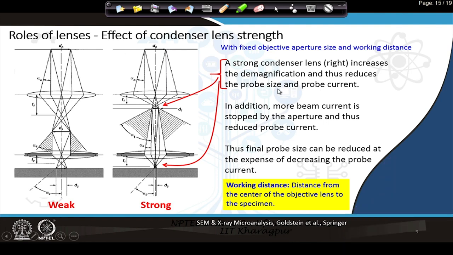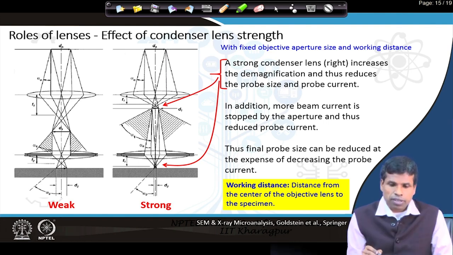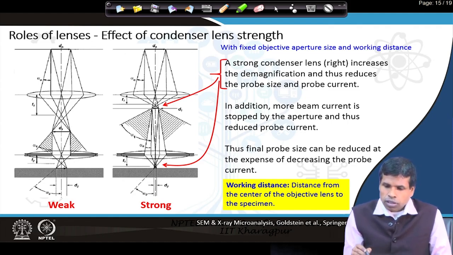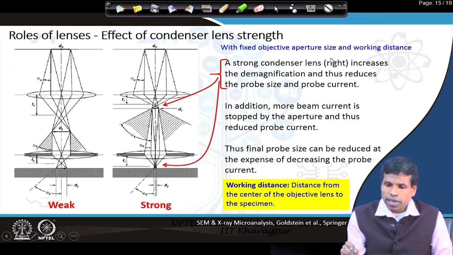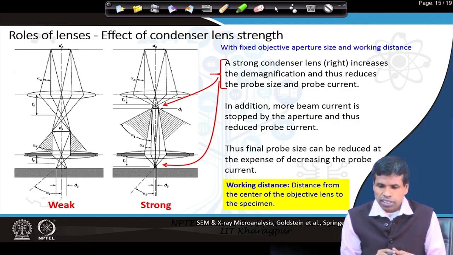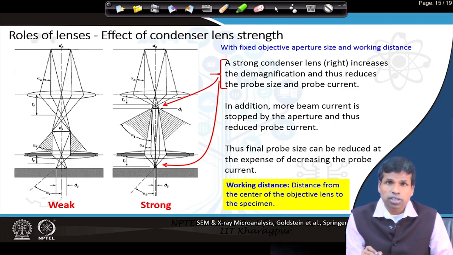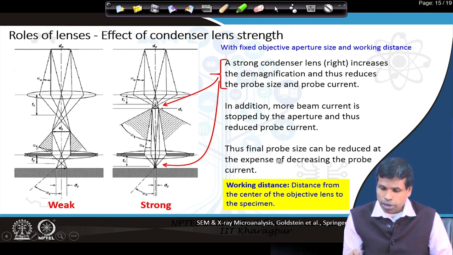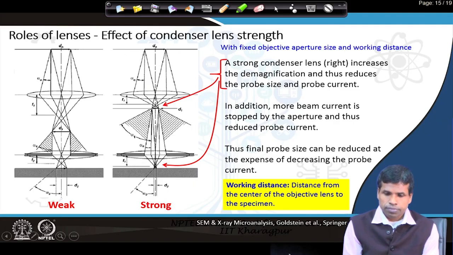Then we talk about the role of lens, the effect of condenser lens strength. With fixed objective aperture size and working distance, a stronger condenser lens increases the demagnification. So, if we use a strong condenser lens, then we will make a finer probe. As the probe becomes finer, you have a smaller current. Therefore, a strong condenser lens increases the demagnification and reduces the probe size and probe current. In addition, more beam current will be stopped by the aperture, thus reducing the probe current. The final probe size can be reduced at the expense of decreasing the probe current.